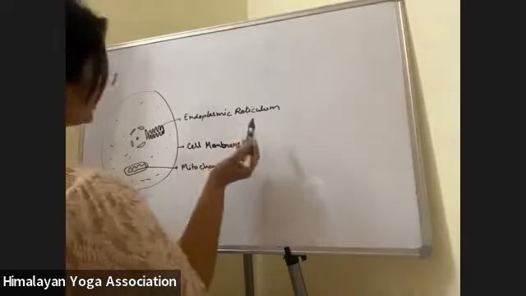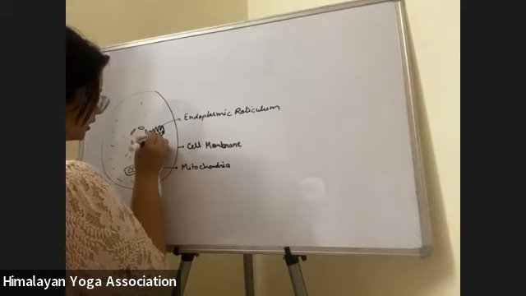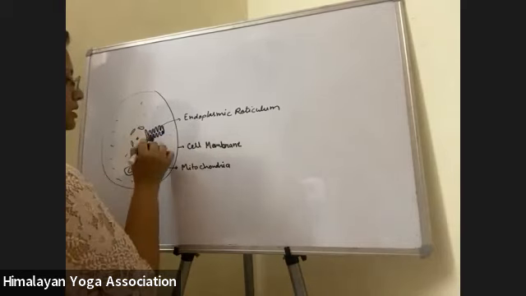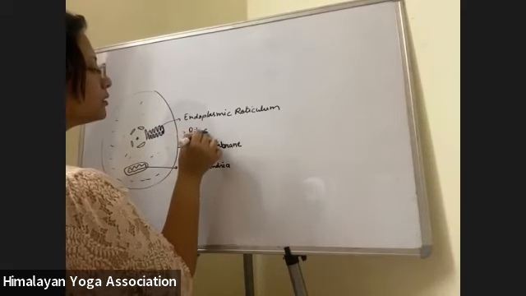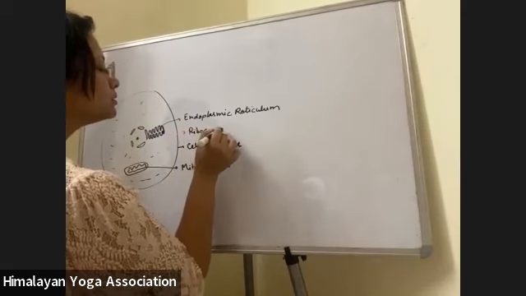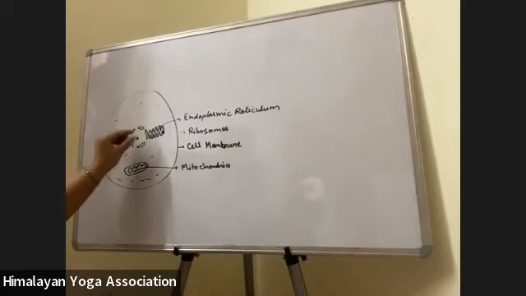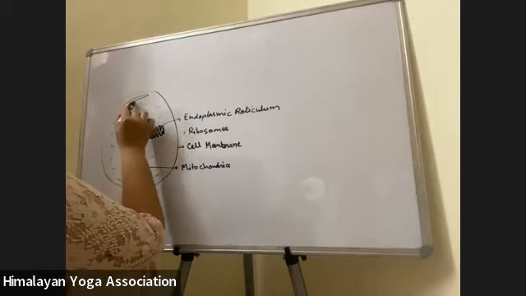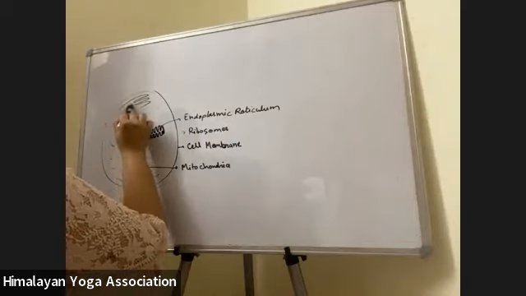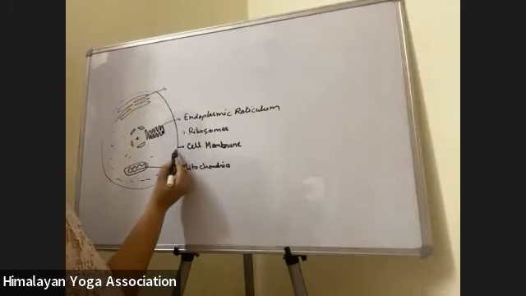So this is endoplasmic reticulum. Over this we have these surfaces. So these are ribosomes. Ribosomes. Yes, okay. I got you. And then we have again this kind of structure. That is the cell membrane.